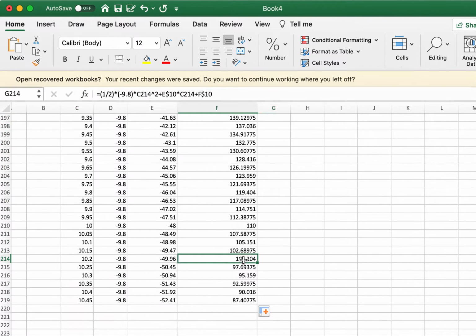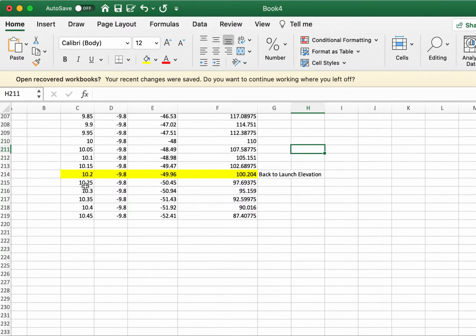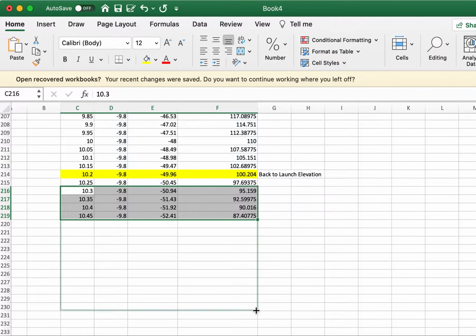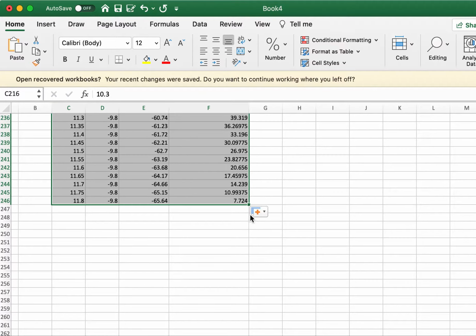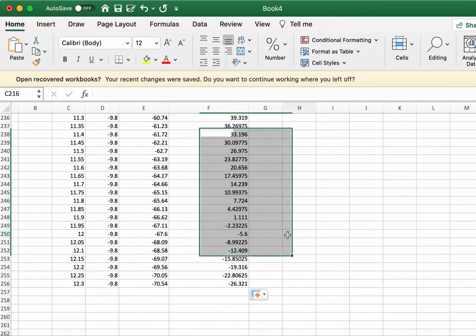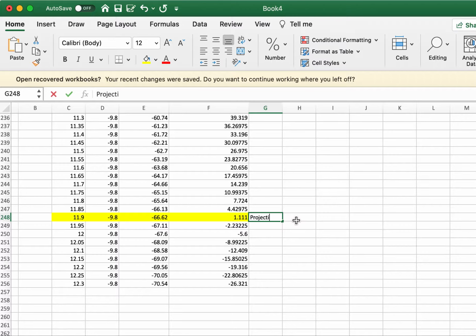And that'll happen when the velocity ends up being the negative of the initial velocity. So it's back to the launch elevation. And then I just want to keep going to see when this thing hits the river below. Okay, right there is the closest approximation to when the projectile hits the river.